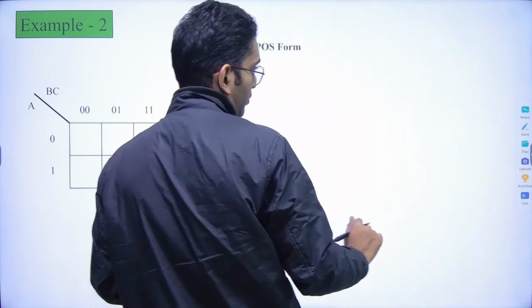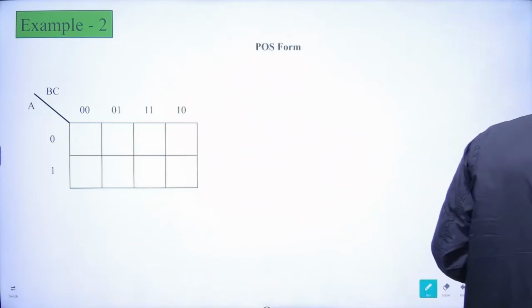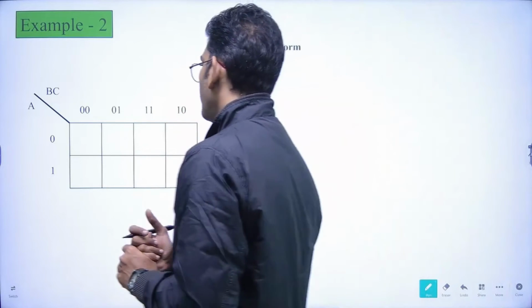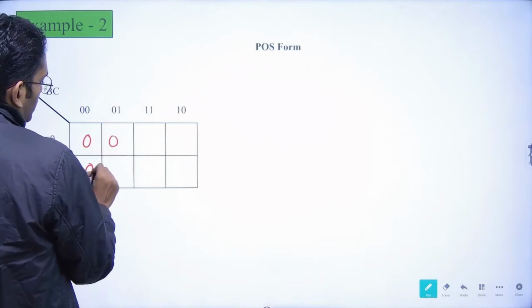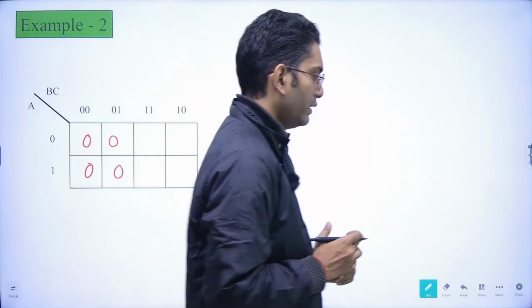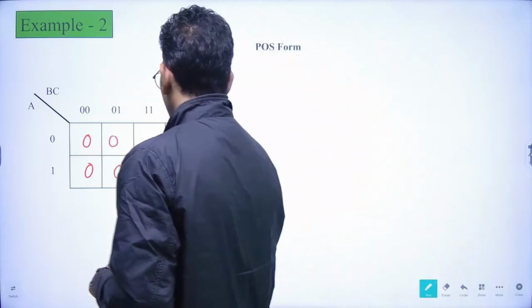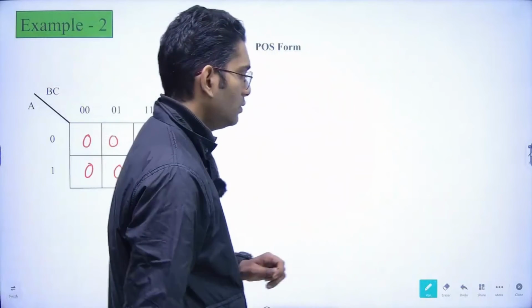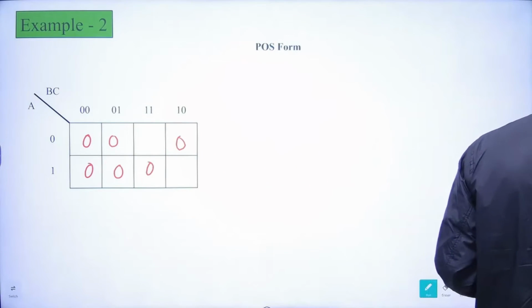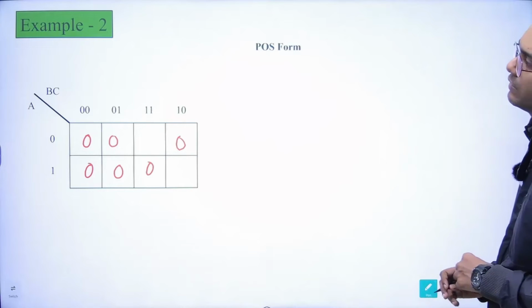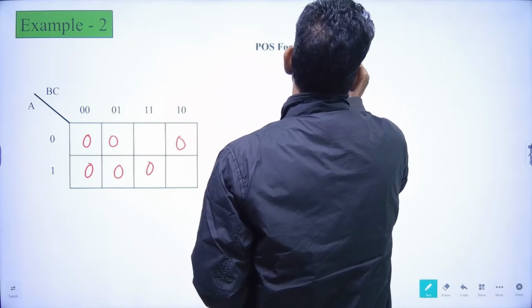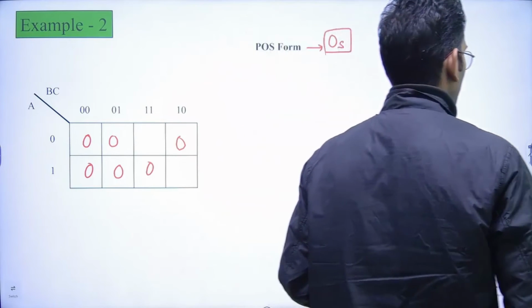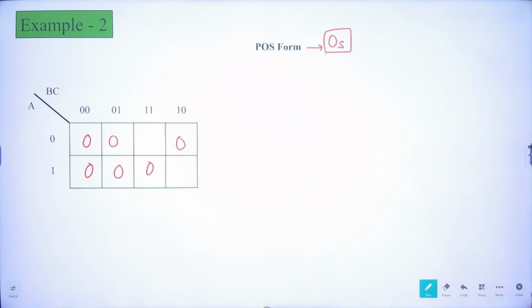In this example, first we will look at the POS format. So I'm just writing the zeros: 0, 0, 0, 0, 0, and then this 0 and this 0. For the POS format, what do we take into consideration? We take into consideration the zeros. So I have written only the zeros here.